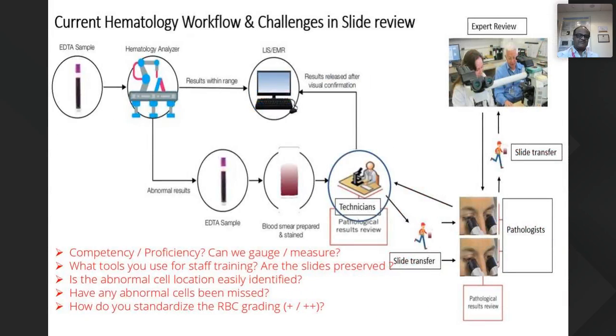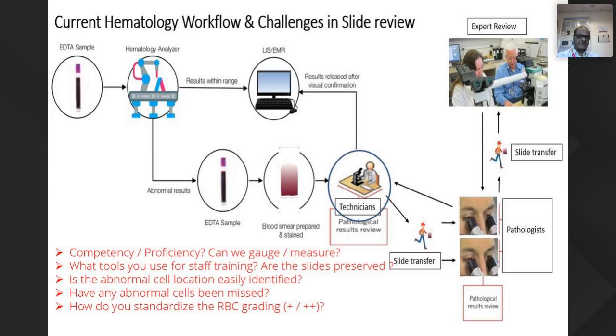Now, what is the current workflow and what are the challenges? Let us see before going into the implementation of the digitalization of the slides itself. Whenever we get an EDTA blood sample, I have told you that we are doing a process mapping now. So you have a hematology analyzer. If the results are within the range, with no flag criteria, then automatically it will go to the LIS and the reports are released. Now, suppose you have a flag criteria or you have rules set up in your hematology laboratory for abnormal results or abnormal flagging.